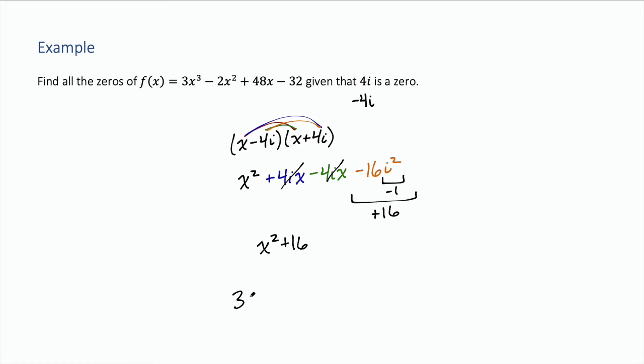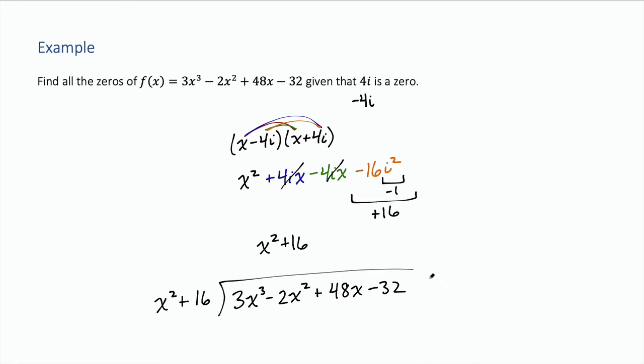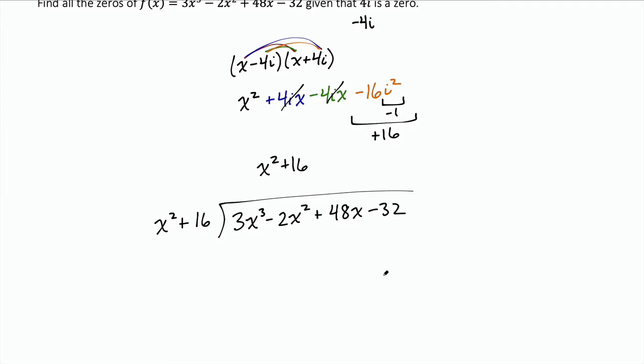So we're going to go ahead and do a long division. We've got our 3x cubed minus 2x squared plus 48x minus 32. We divide by the x squared plus 16, and that will tell us our last factor. So let's get rid of that. 3x cubed divided by x squared is 3x.